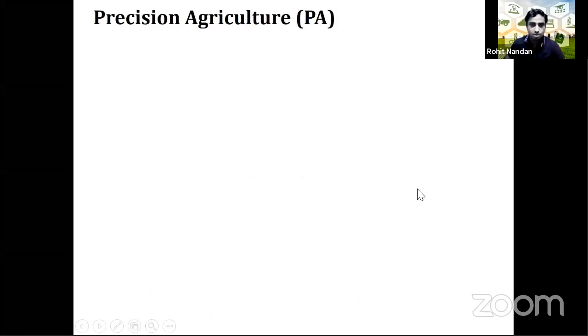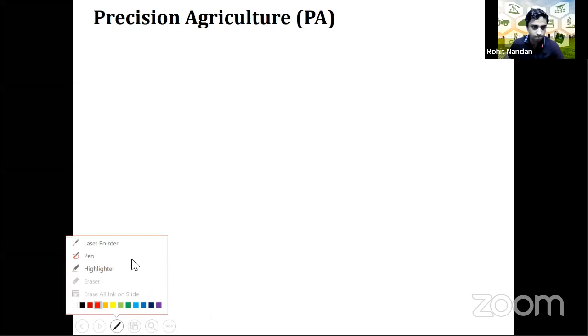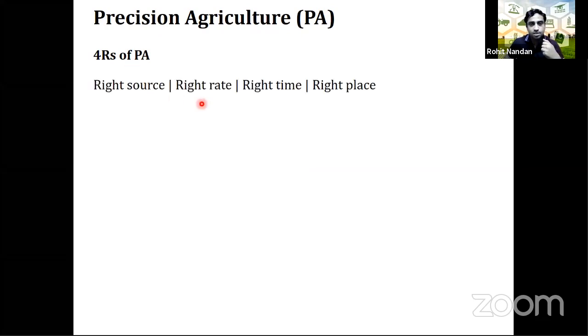So first, let's talk about precision agriculture. Precision agriculture first started in the 90s, and later people started using mostly the remote sensing approach for precision agriculture, remote sensing and GIS data. So what are the four R's of precision agriculture? They are the right source, right rate, right time, and right place.